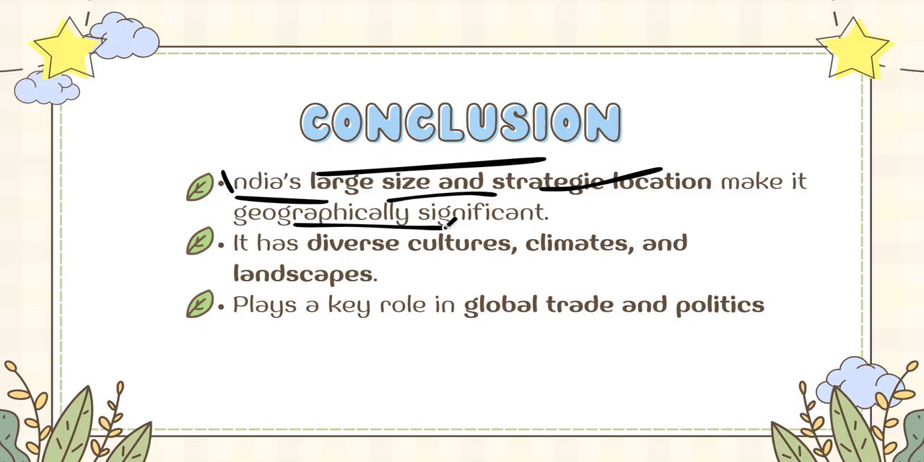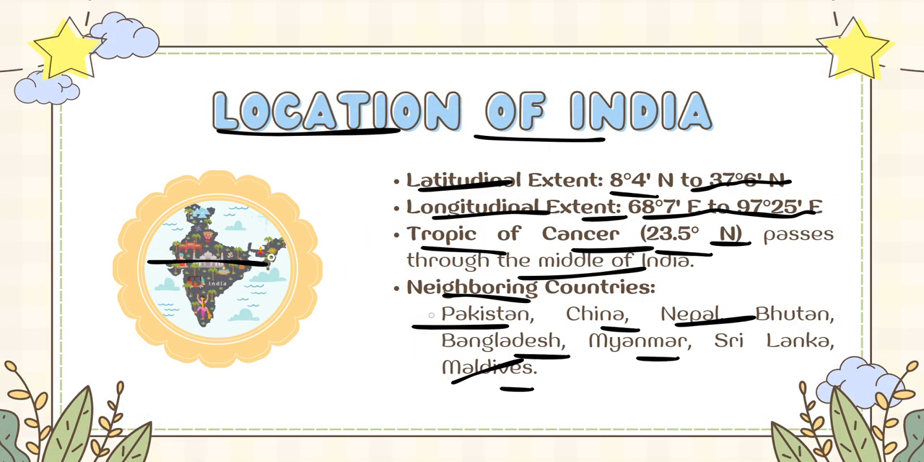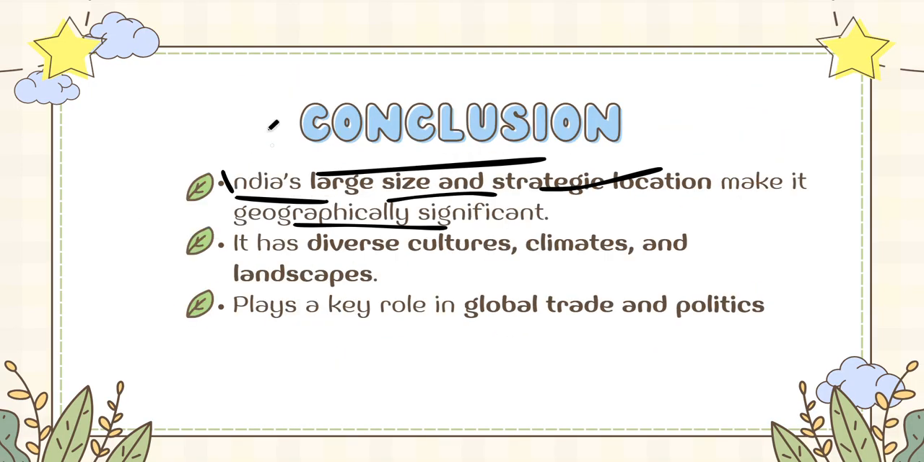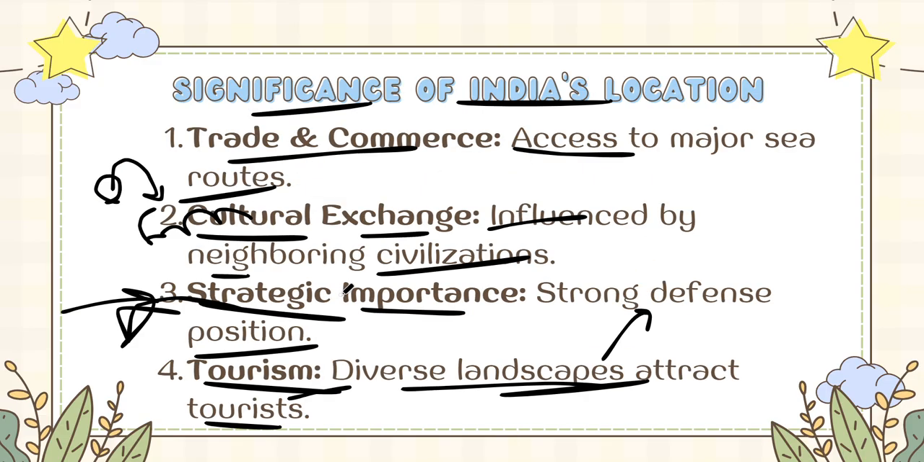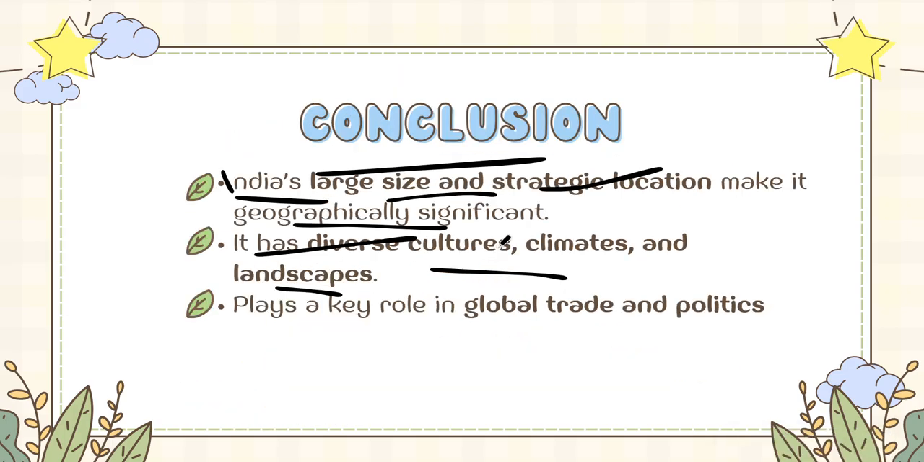That is what we learned in the first PDF. So let us see what we have learned. We learned about its location and how it made it very significant. Then we learned its diverse cultures, climates and landscapes. Just now we learned the significance of India's location: trade routes are available, cultural exchange is available, strategic importance is available, and tourism is also available.